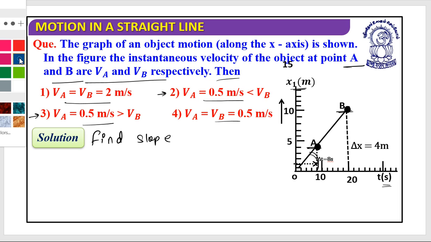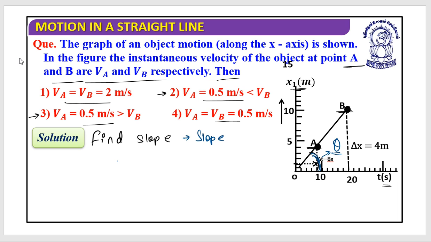Let me change the color. Yes, if I find a slope, this is the value of an angle theta, and if it is an angle theta, find slope. As I find that slope is constant, that means I must be sure that VA must be equal to VB. That means this could not be the answer.